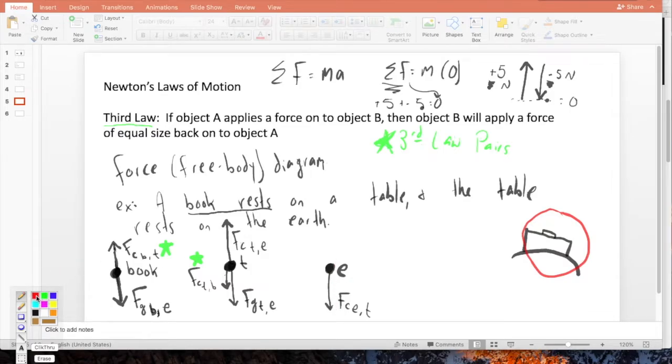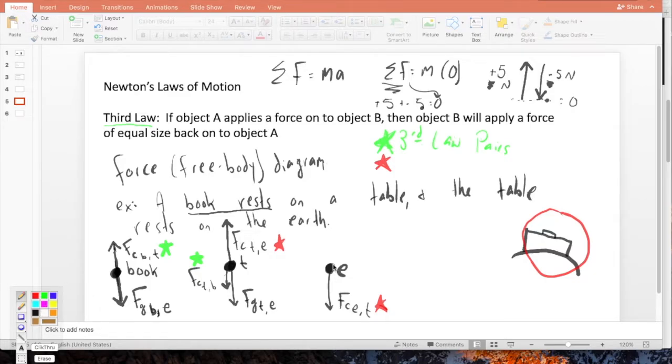Guess what I have, ladies and gentlemen? I have another third law pair. The force of contact felt by the table, dealt by the earth, pushes the table up, and the table pushes the earth back down. There is a second third law pair. Do I have any other forces acting on the earth? I want you to think very carefully about what we've said.